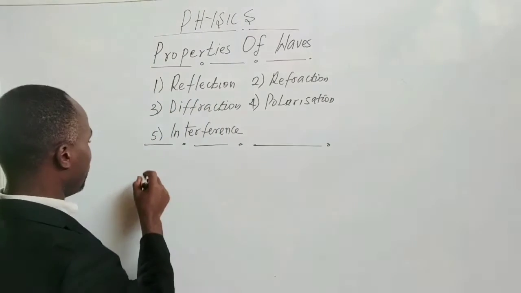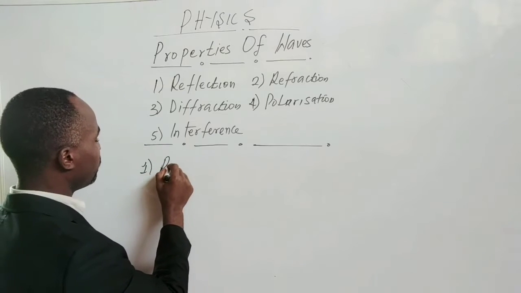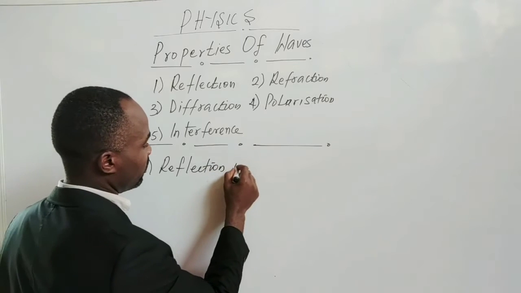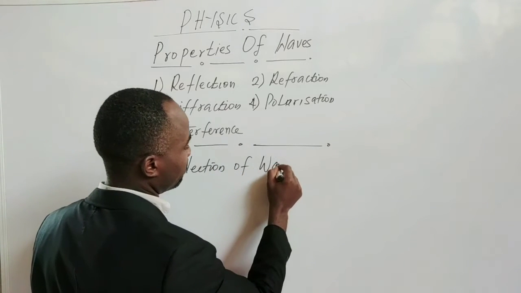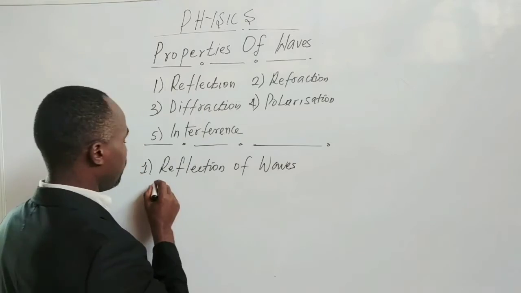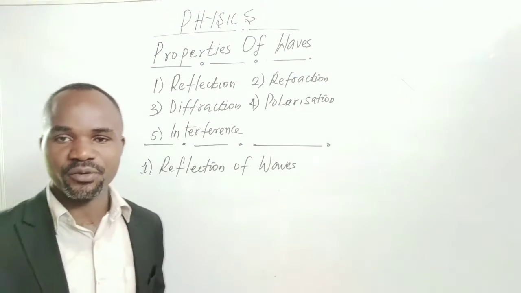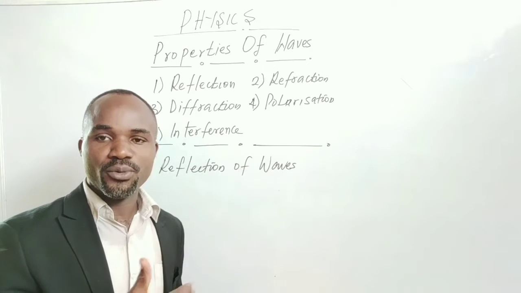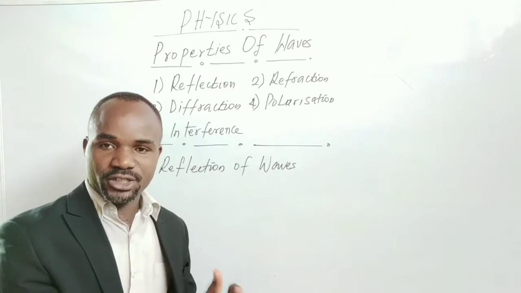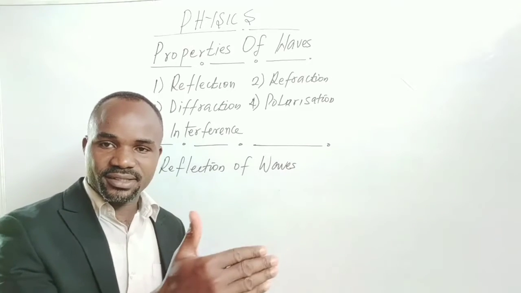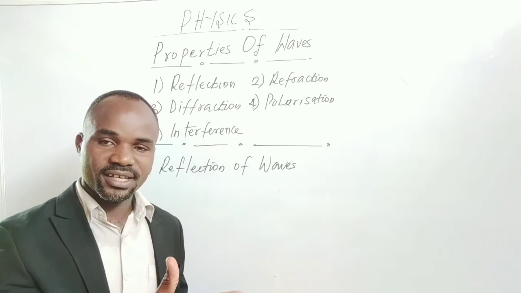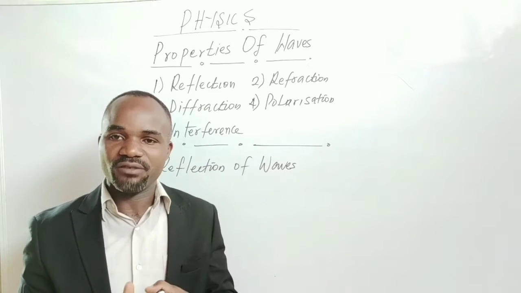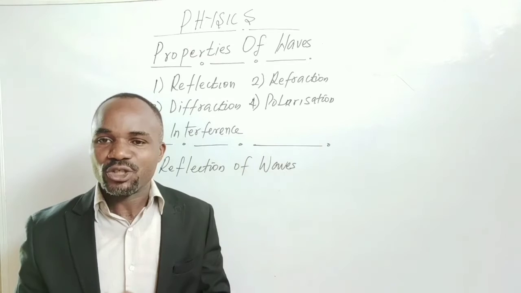Number 1 is reflection of waves. We are going to consider how waves can be reflected. When a set of waves move in a given direction and meet a plane surface, they tend to bounce back as another set of waves in a definite direction.